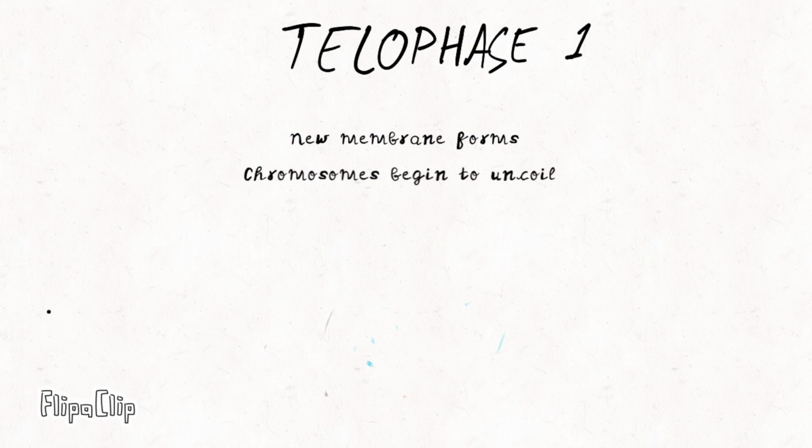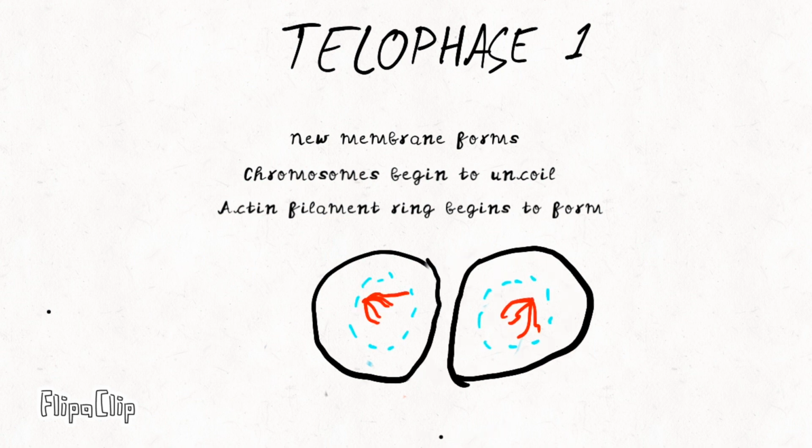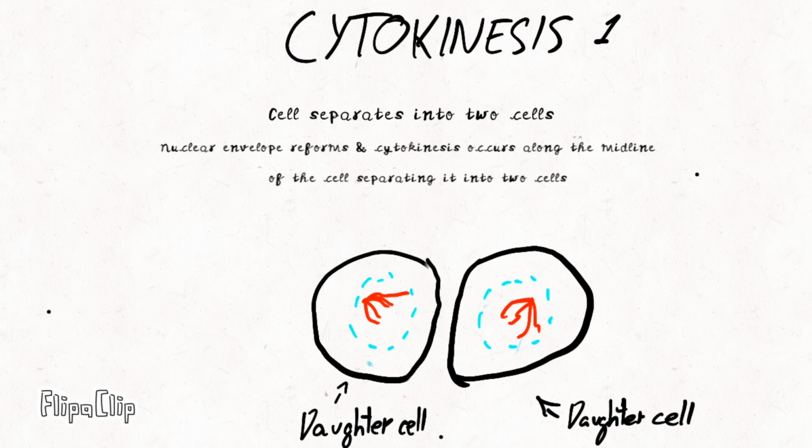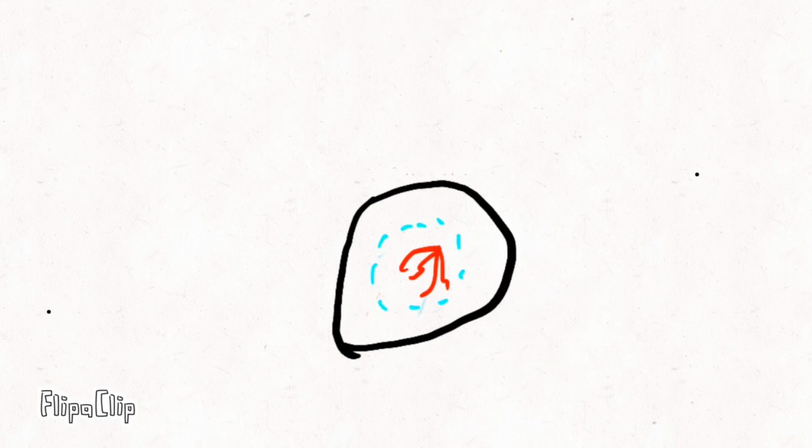The cell pinches in, which creates cleavage furrows and begins cytokinesis. In cytokinesis, the actin filaments around the cell will tighten. This pinches the cell membrane, causing two different cells to be made. After the split, meiosis 2 can begin.